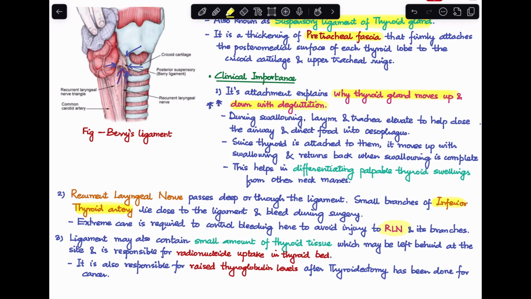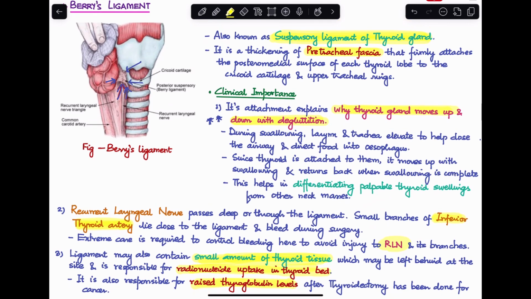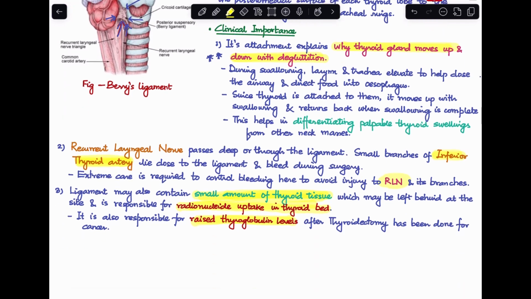Last of all, this ligament, Berry's ligament, sometimes can contain a small amount of thyroid tissue. So, when you're performing a thyroidectomy, sometimes this part can be left behind, and this can be responsible for radionuclide uptake in the thyroid bed. This is also responsible for increased thyroglobulin levels even after performing thyroidectomy in a case of thyroid cancer. So, these are the clinical importance of Berry's ligament.